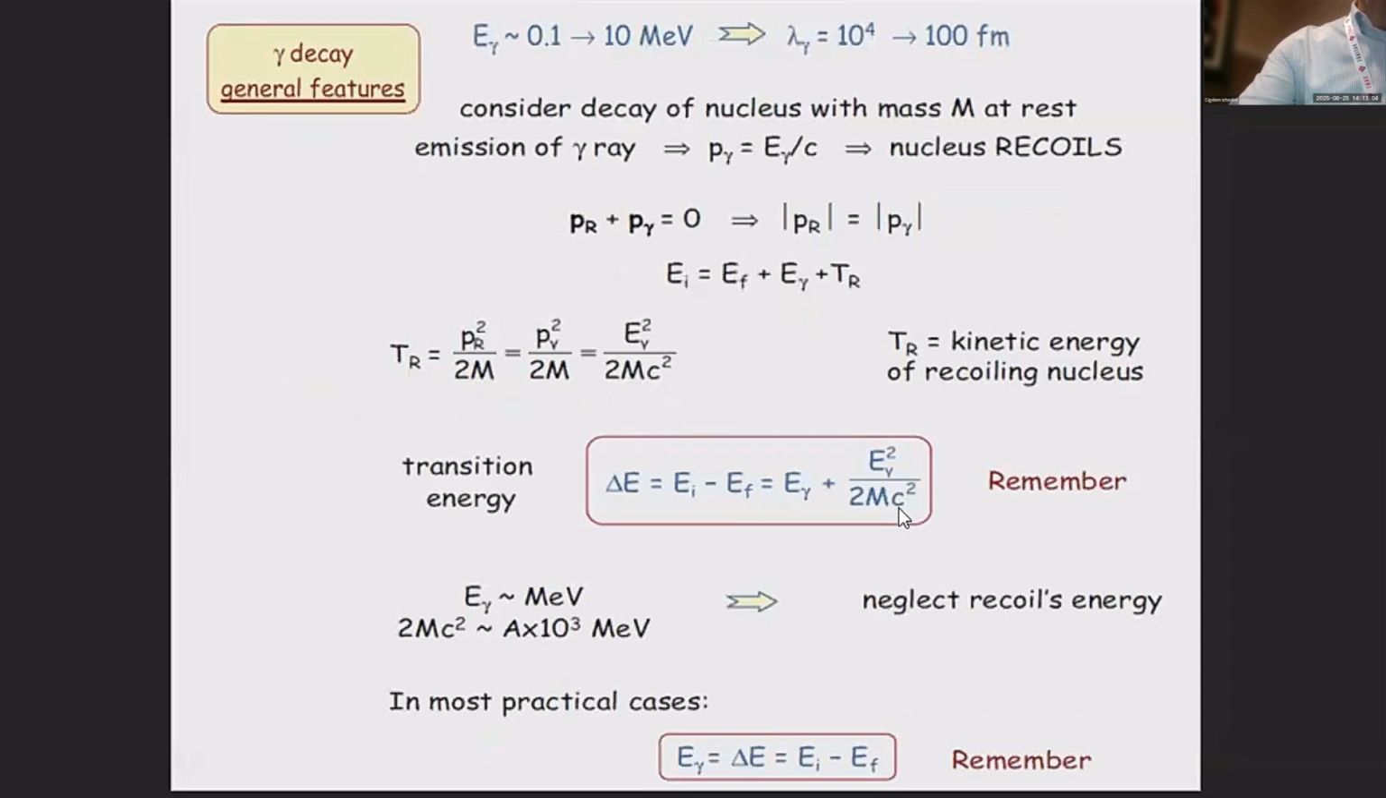From the conservation of momentum and energy, you obtain the gamma transition energy easily by looking at the final and initial states. You obtain E gamma. Don't forget that it is the difference between the final and initial energy states.